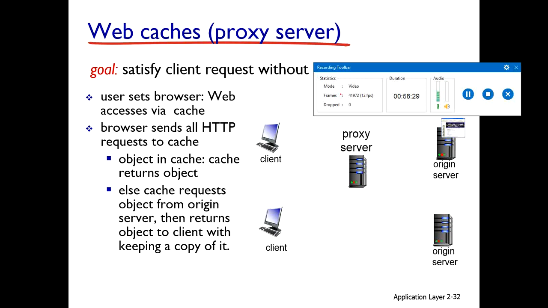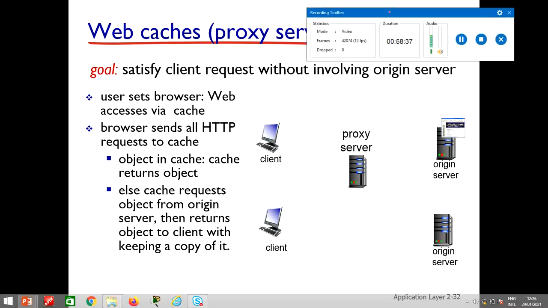Another thing in this topic, I think it's the last thing for HTTP, which is the web cache or the proxy server. Now the goal of HTTP is to satisfy the client request without involving the original server. Web cache is also called the proxy server. It is actually a network entity that satisfies the HTTP request on behalf of the original server. Web cache has its own disk storage and it keeps copies of recently requested objects in this storage.